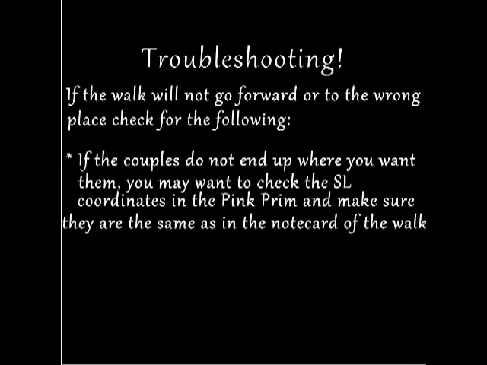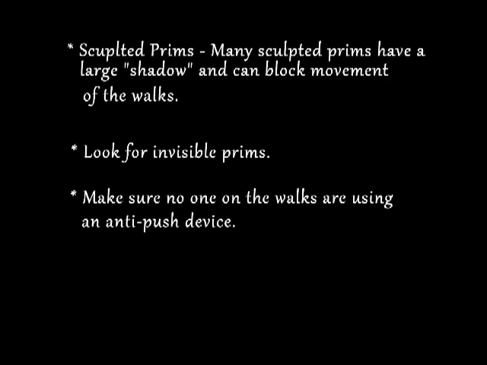Now for troubleshooting. If the walk will not go forward, check for the following. 1. If the couples do not end up where you want them, you may want to check the SL coordinates and the pink prim that you used and make sure they are the same as in the notecard of the walk. Number 2. Sculpted prims. Many sculpted prims leave a large shadow and can block movement of the walks. Look for invisible prims. Again, this can be done by doing a Control-Alt-T and you'll be able to see the prims in red shadows. Make sure no one is on the walk or using an anti-push device. This can have an effect on it.